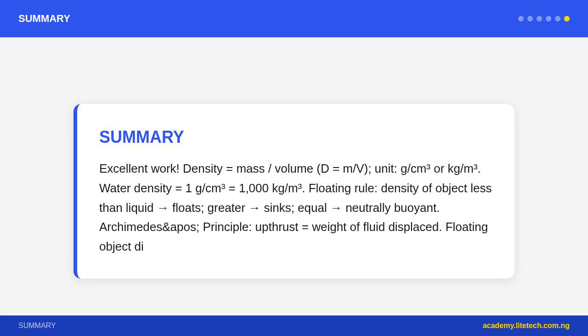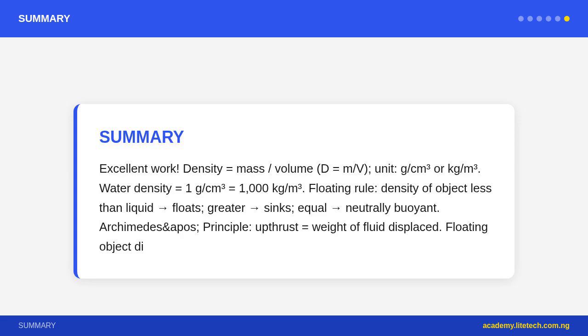Steel ships float because their average density, including air spaces, is less than water. Nigerian applications: wooden canoes, calabash floats, life jackets, oil tankers, hydrometers, hot air balloons, submarines.